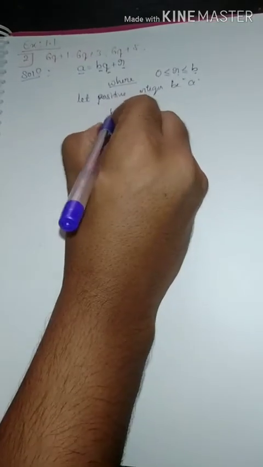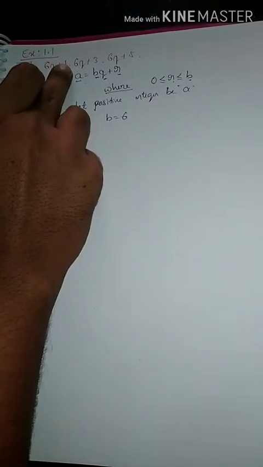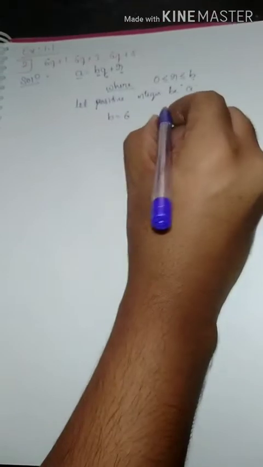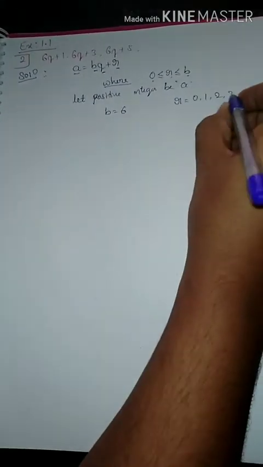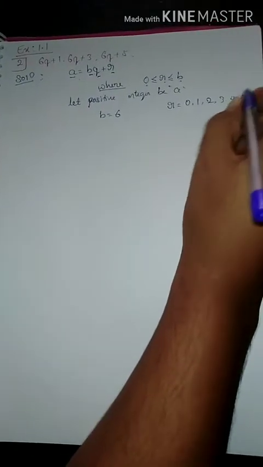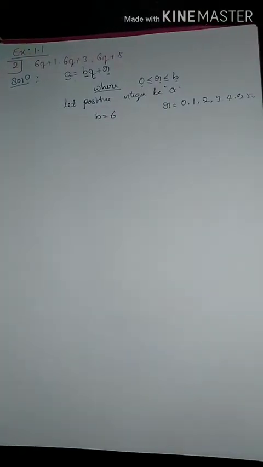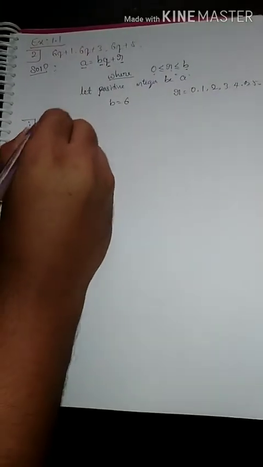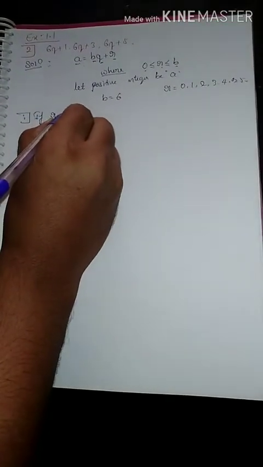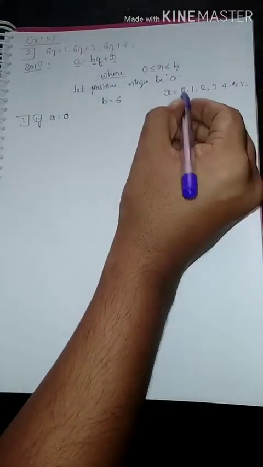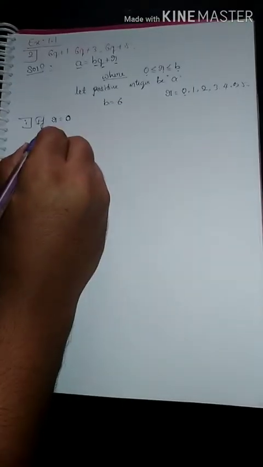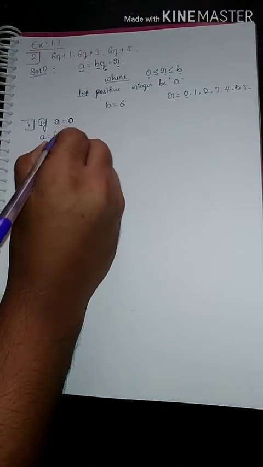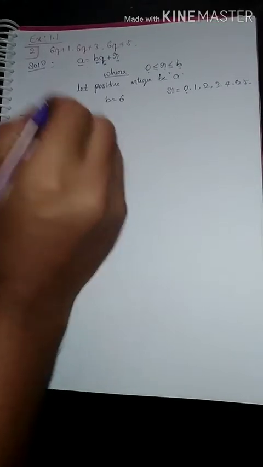And b is equal to 6. Our remainder lies between 0 and 6, so the remainder is 0, 1, 2, 3, 4 or 5. Now, first case, if r is equal to 0. If r is equal to 0 and b is equal to 6, the Euclid division lemma a is equal to bq plus r.